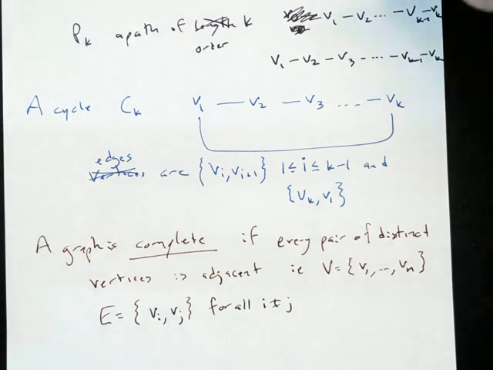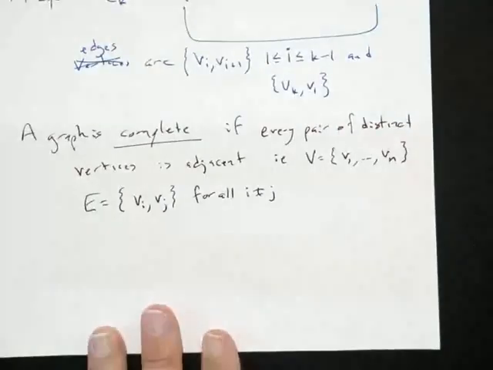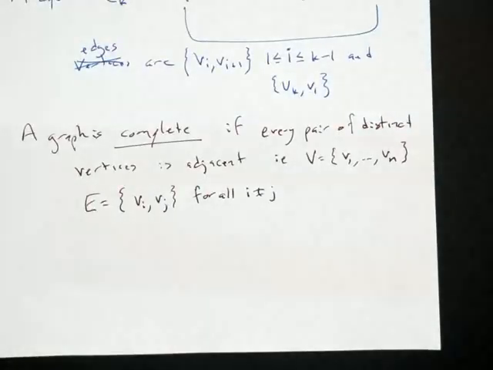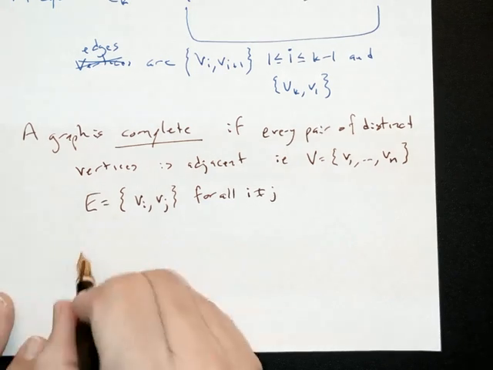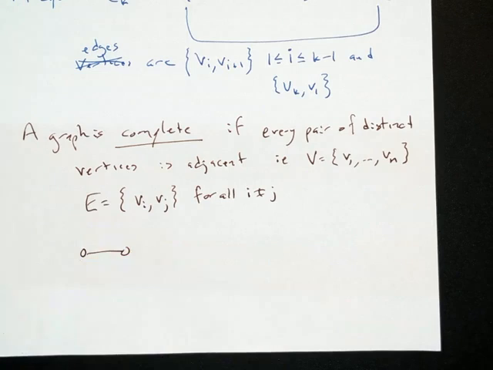So if I have n vertices, I know I switched from k to n. There's a reason for that. If I have n vertices, then I want to use every possible pair of vertices that are distinct from one another and put an edge between them. Okay. An example. A path of order 2 is complete. There's only one possible place to put an edge, and I put it there.